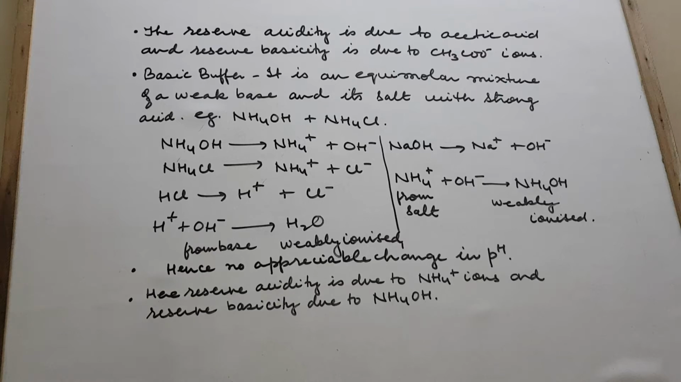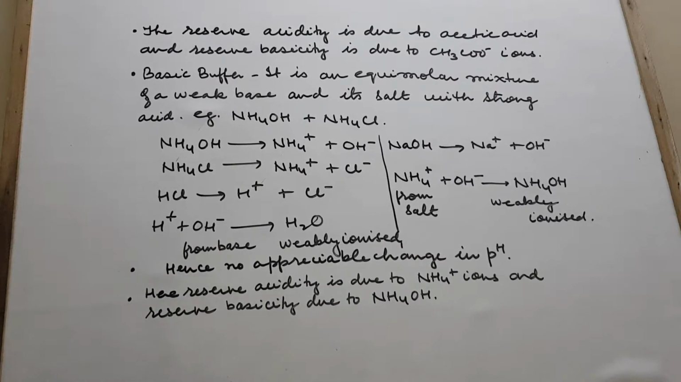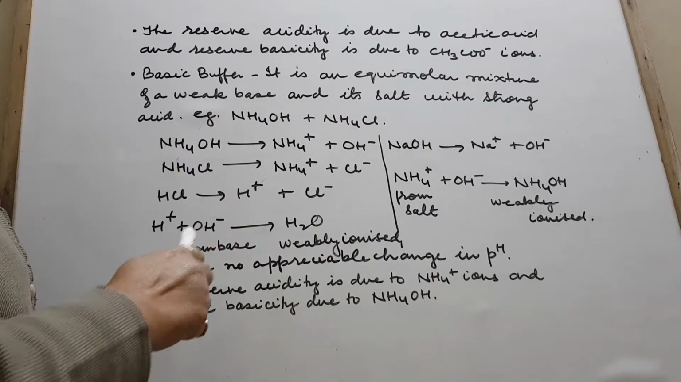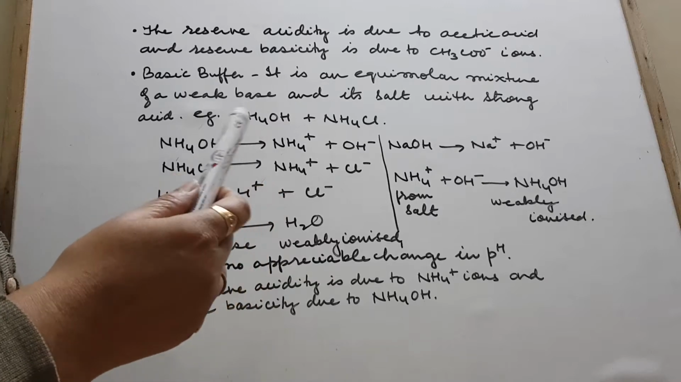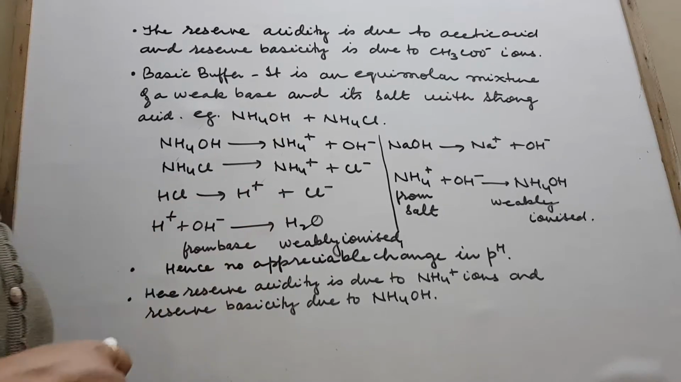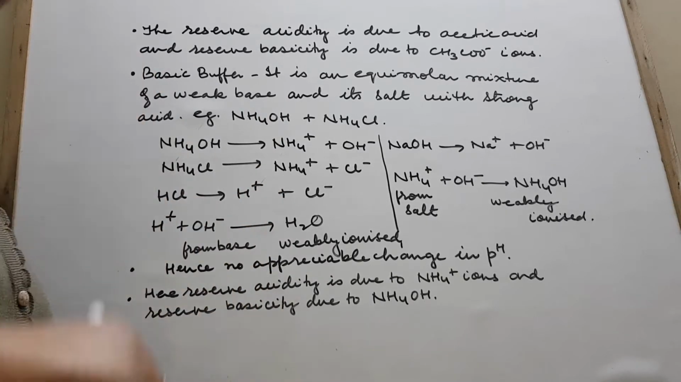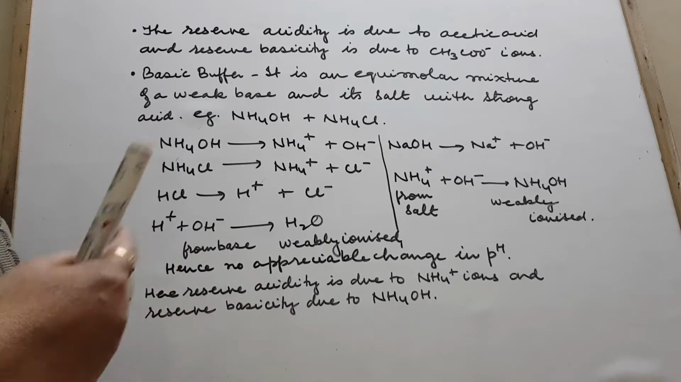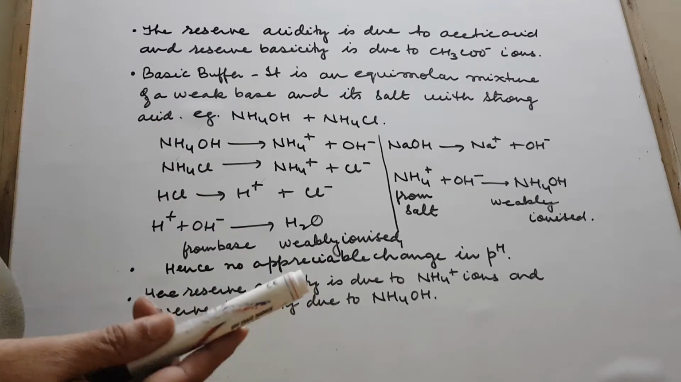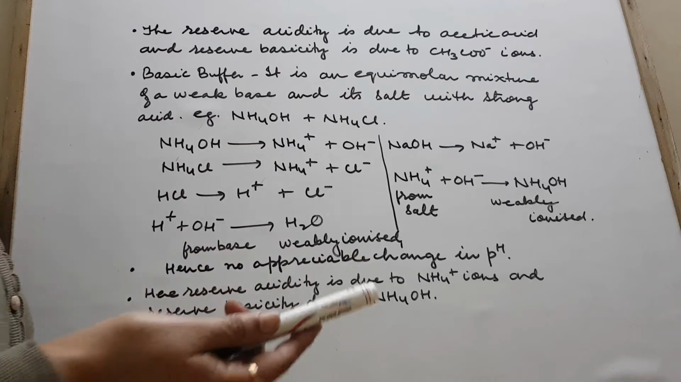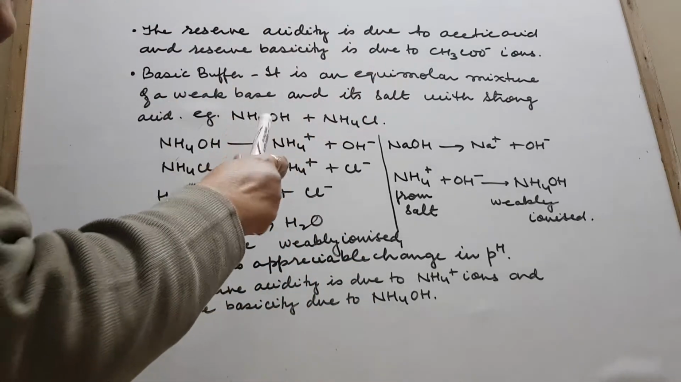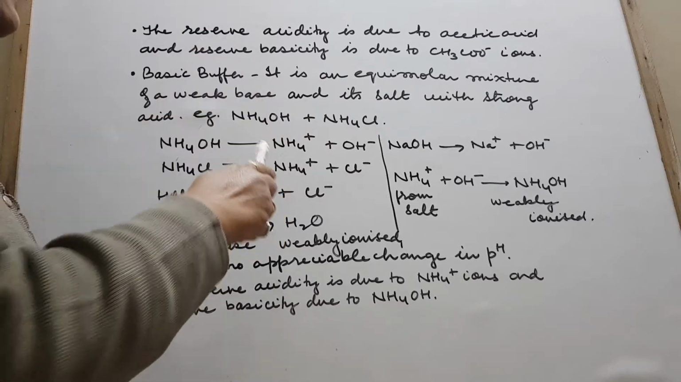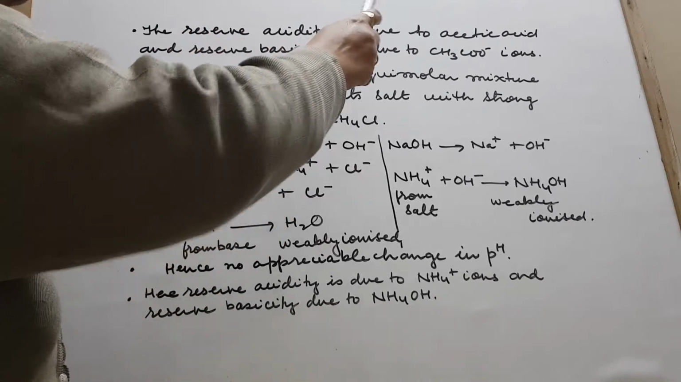Children, in this video we will see some more points. Now one point in continuation with the previous video is that when we had acidic buffer, where we had the combination of weak acid, acetic acid, and its salt with strong base, sodium acetate, in equimolar amounts, we had seen the reaction.